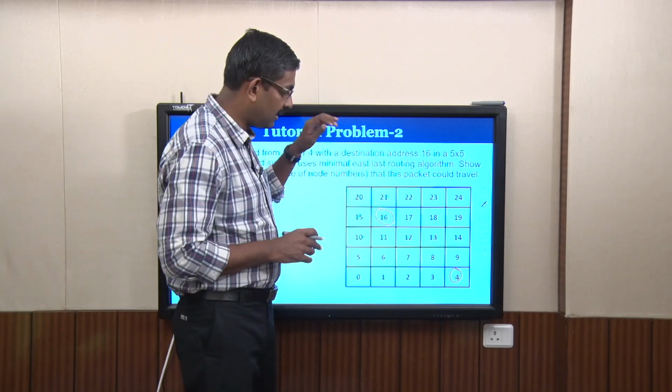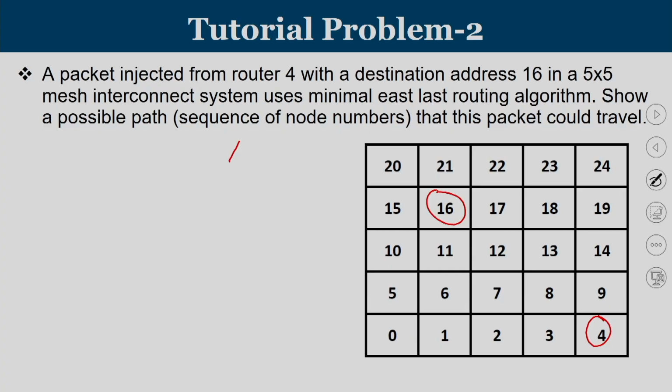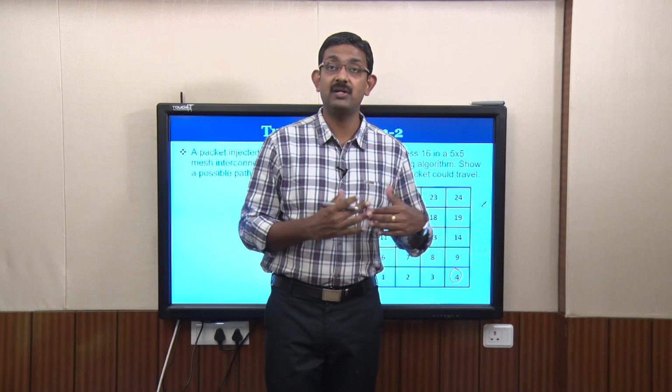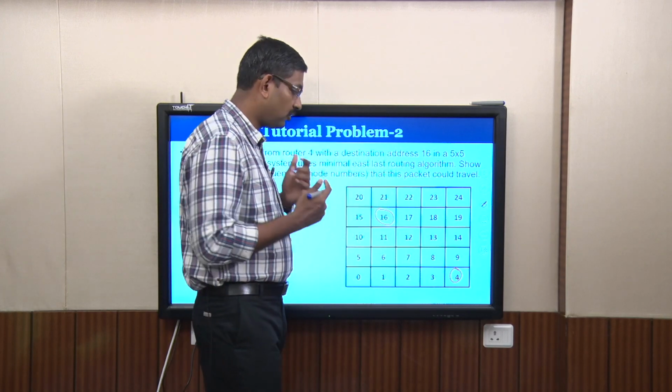So, we can know that the destination 16 is relatively on the west side of the source router 4. Your packet is travelling from 4 to 16. When the destination is towards the west, then there is no eastward movement that is required and we are following minimal east last routing. At every hop, we have to make sure that we are becoming one step closer to the destination. So, in that case, when we are travelling one step closer to the destination, there is no need to travel towards east because your destination is to the west of the source. So, you can take any path.